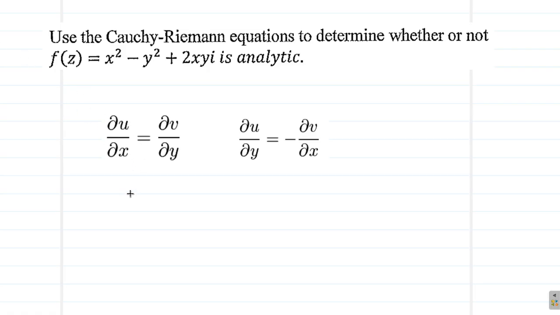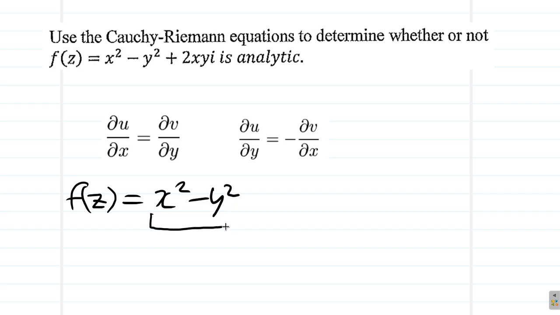Let's see. You need to find the partial u by partial x, but just before we do that, f of z is equal to, the real part is what we call u, so it's x squared minus y squared, this is u, and plus 2xy i, this is v, the imaginary part is v, alright?